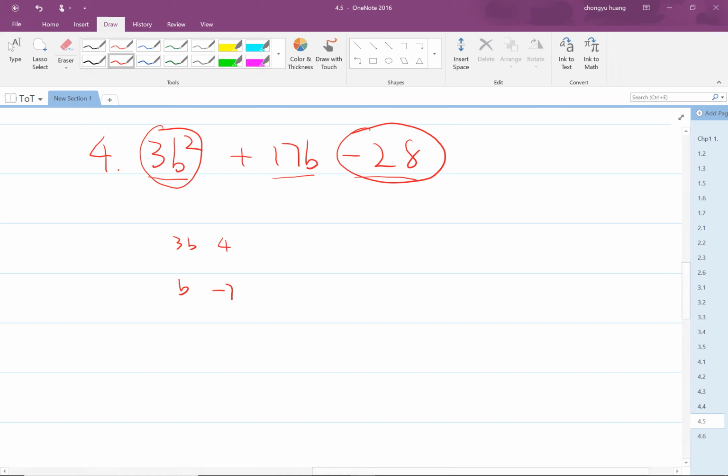Okay, so it makes sense, right? On this side, 3b multiplied by b is 3b squared, which is what we wanted. And on the right hand side we have 4 multiplied by negative 7, which is equal to negative 28, so that's what we wanted too.